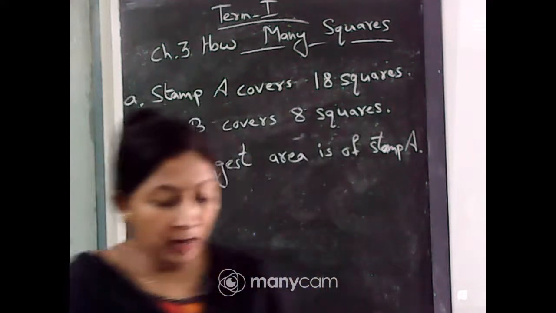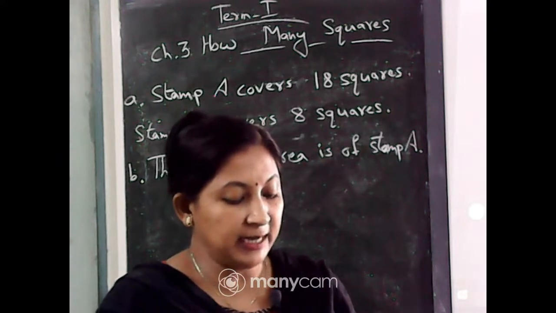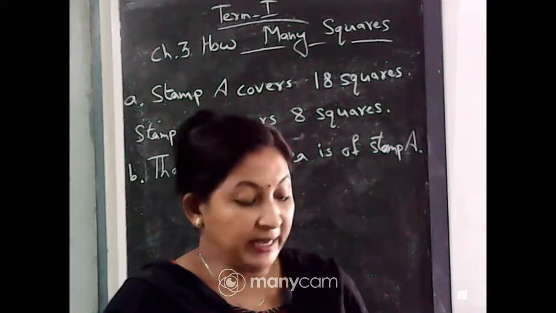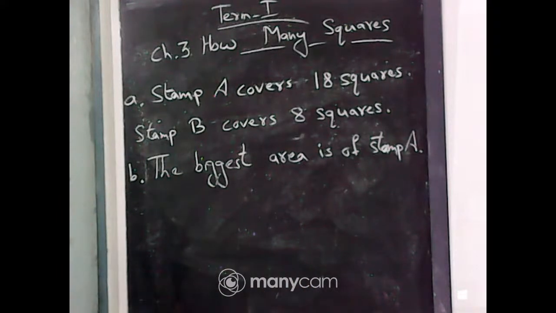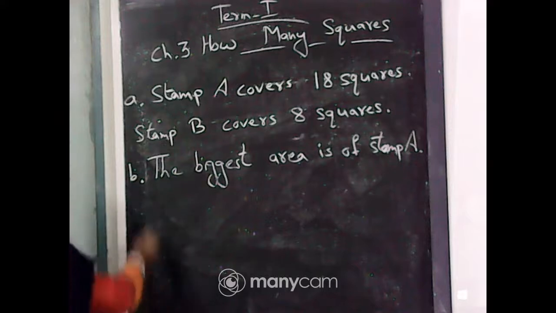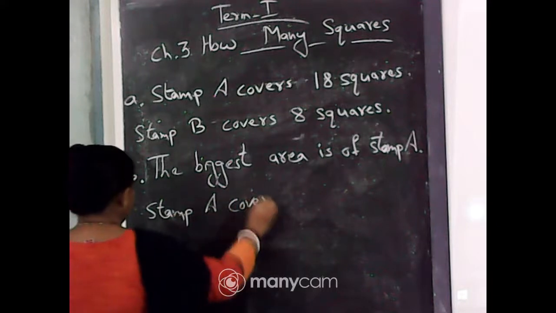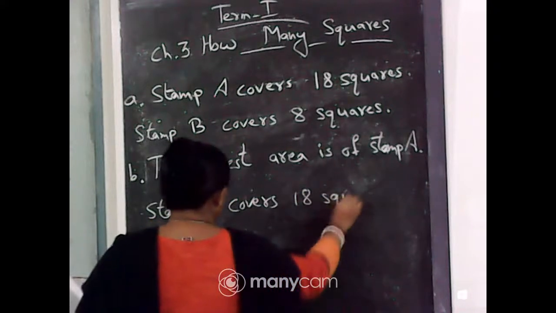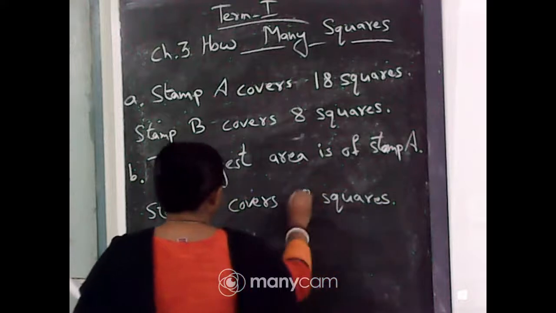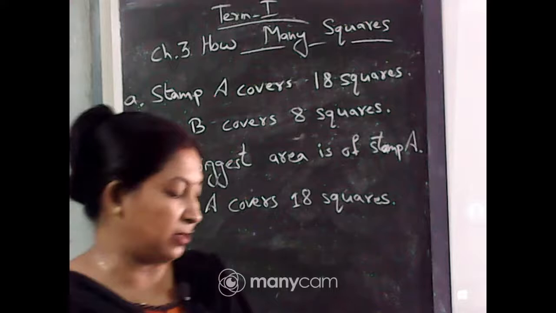Okay. Now come to the next question in part B. How many squares of side 1 centimeter does the stamp cover? Now, how many squares are there for stamp A? It has 18 squares. So, you will write stamp A covers 18 squares. See, in the first question it was asked which stamp, the name of the stamp, it is stamp A, and in the second question it is asked how many squares are there in stamp A. So, it will be 18 squares.